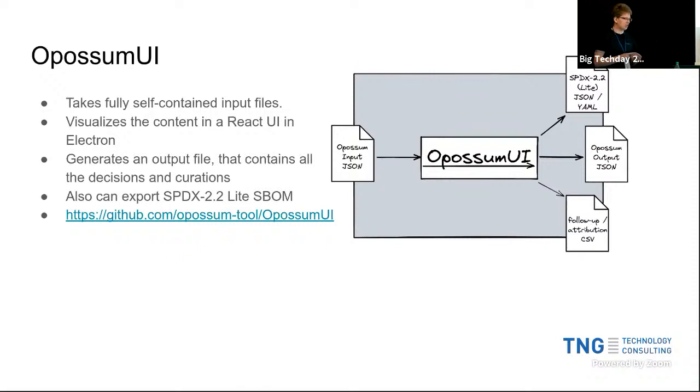We can generate a bill of material format in the form of an SPDX 2.2 Lite document that is supported by a huge amount of tooling and that is actively pushed by the Linux Foundation to be integrated in more and more tools and toolchains. So we plug into that nicely. And we have some other output formats that are CSV style lists.